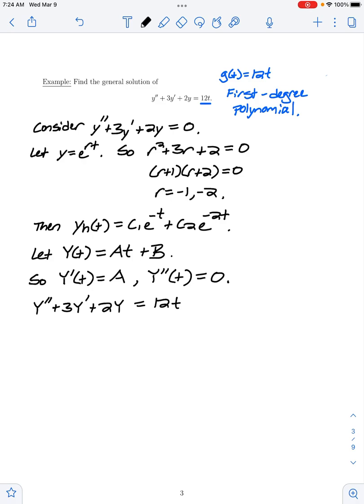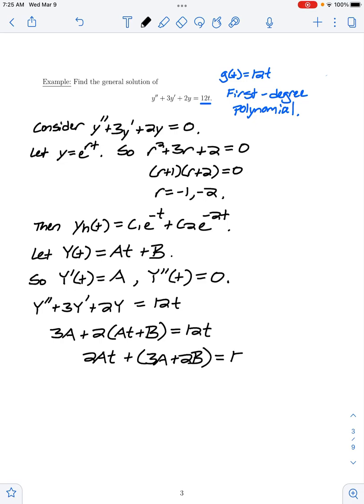Substituting these expressions in, our second derivative, y double prime, was 0. We then have 3 times y prime, which was A, plus 2 times y, which was At plus B. I need this to equal 12t. If I expand on the left-hand side and group like terms, I have 2A times t. Then grouping my constants together, I have 3A plus 2 times B. And I need this to equal 12t.